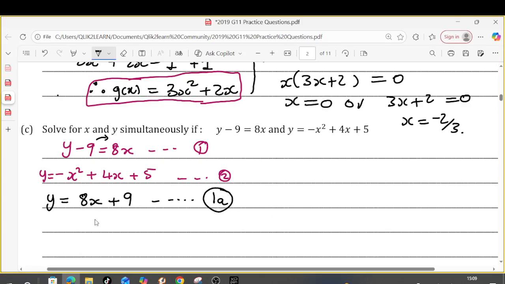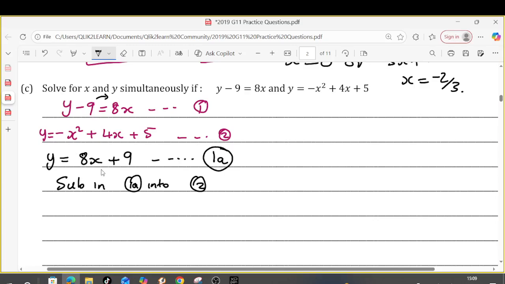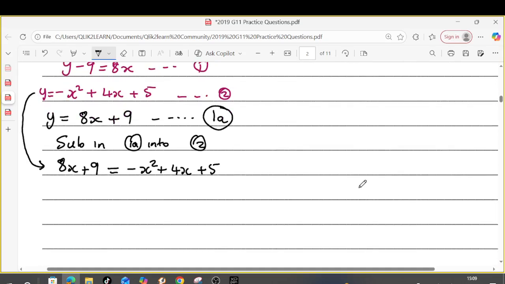Thank you. So now that I know what y is, we can substitute equation 1a into equation 2, meaning that on equation 2, where you see y, we need to put 8x plus 9. So this equation will become 8x plus 9, equated to minus x squared plus 4x plus 5. You see? What's next? Grouping and adding the like terms.